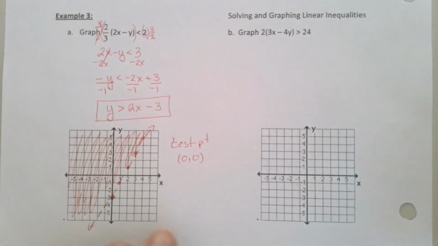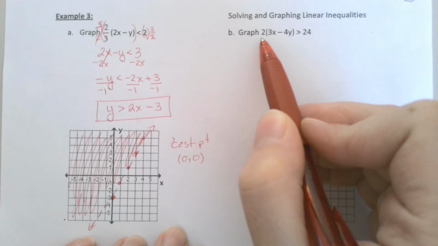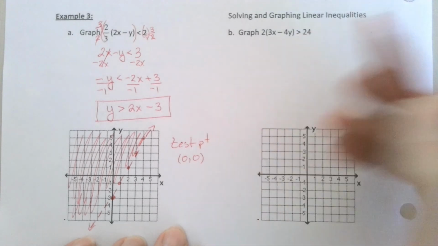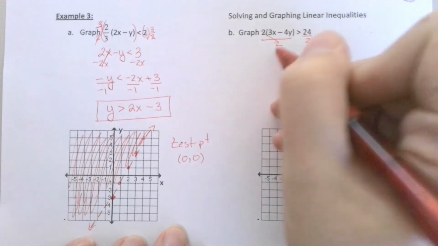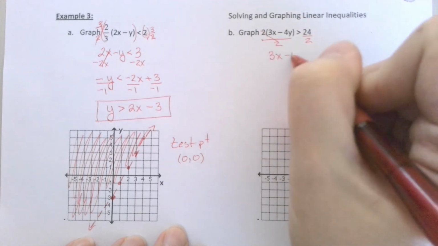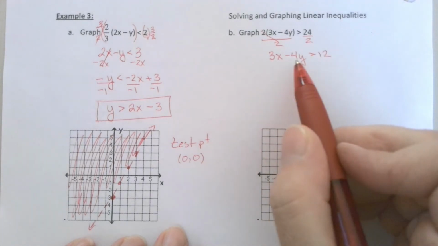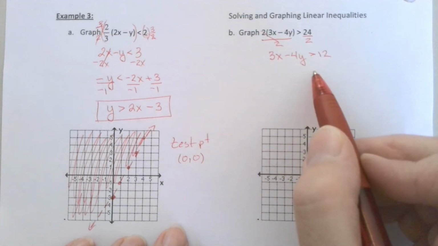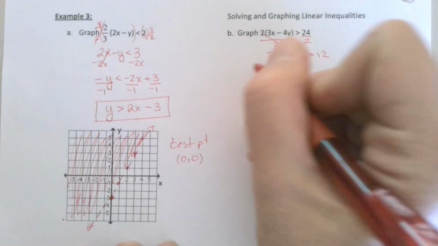In this next problem, same idea. We could distribute the 2, or we could divide out by 2. So I am choosing to divide both sides by 2 to cancel that out. I get 3x minus 4y is greater than 12. At this point, I can use x and y intercepts, or I can solve for y equals mx plus b. I'm going to go ahead and use x and y intercepts just to practice that.